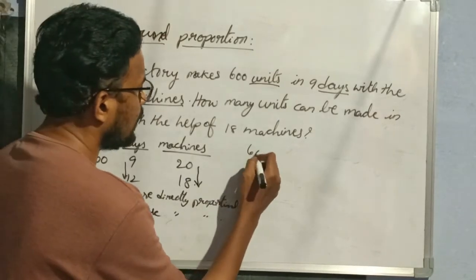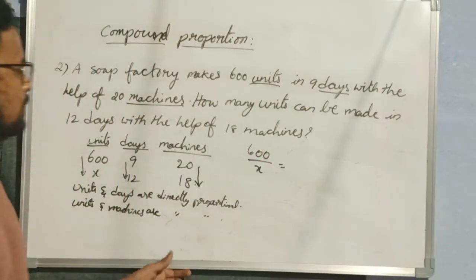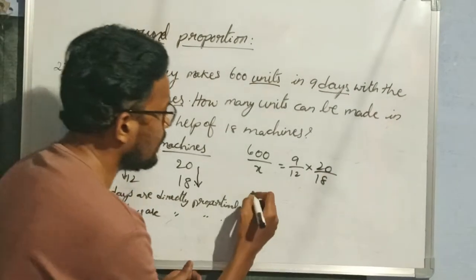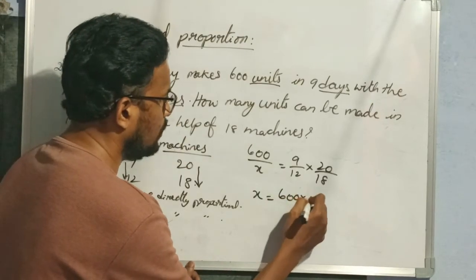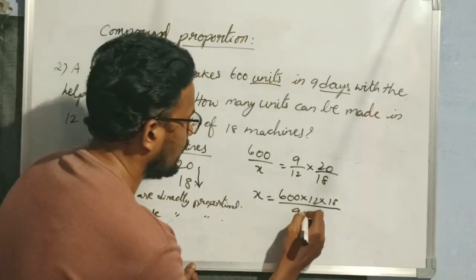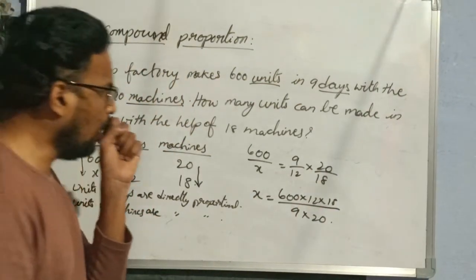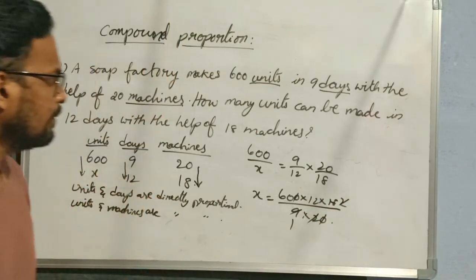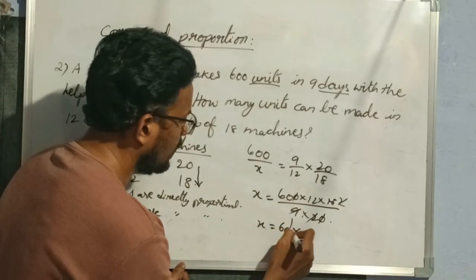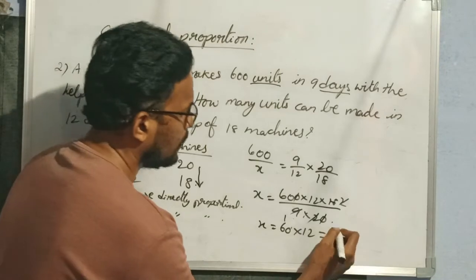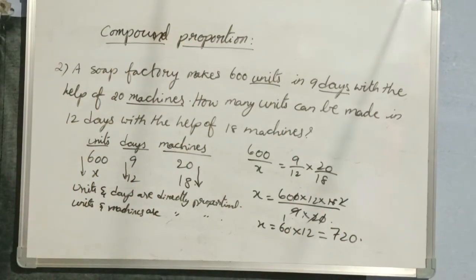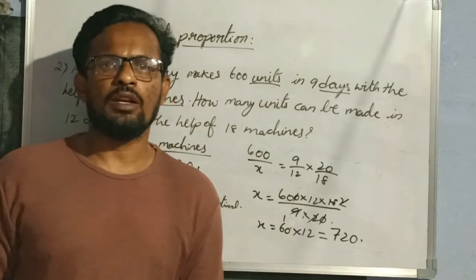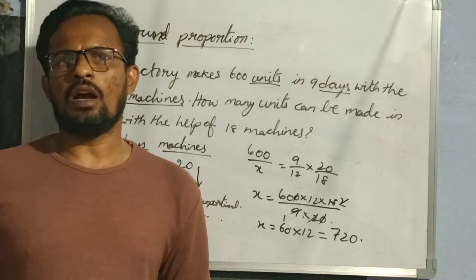So first write these as a ratio. 600 by X is equal to, now you know, 9 by 12 into 20 by 18. Okay. Now X is equal to 600 into 12 into 18 by 9 into 20. So we can cancel 0 0, 9 ones, 9 twos, again 2 gets cancelled. So X is equal to 60 into 12. 12 sixes are 72, so 720. So how many units can be made in 12 days with the help of 18 machines? 720 units. Understood everybody? This is how we have to solve the problems in compound proportion.